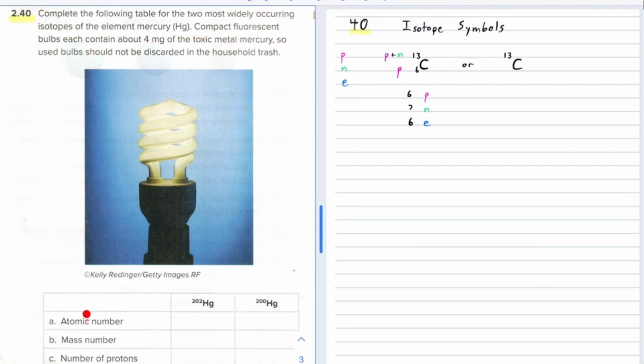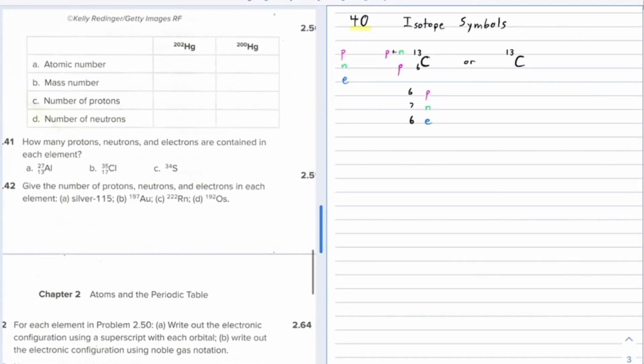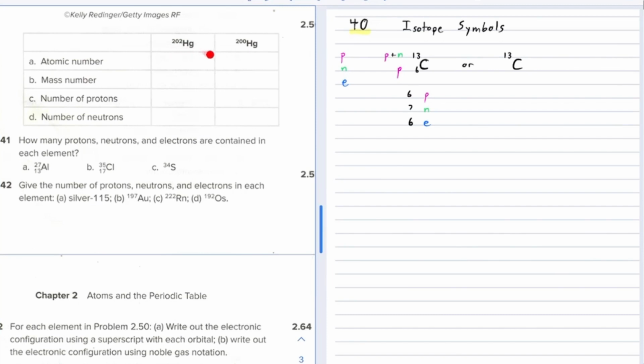So you're supposed to complete this table down here. Let's take a good look at the table. So there it is. Now you're given some isotope symbols of mercury. Here's mercury 202 and here's mercury 200.